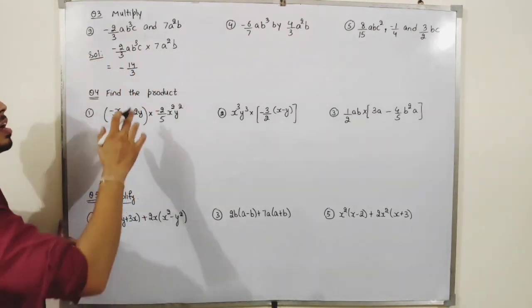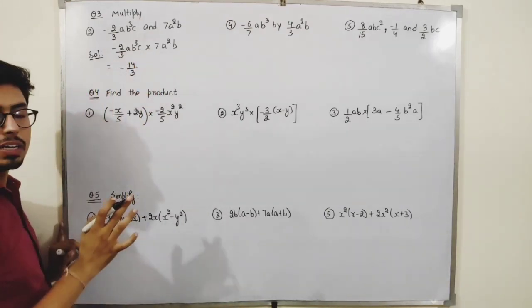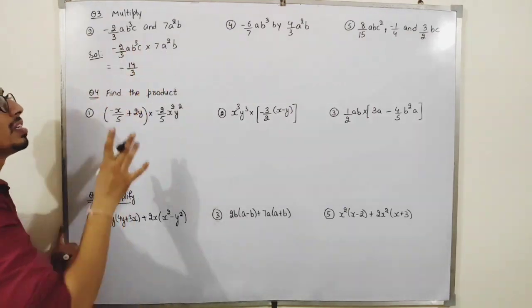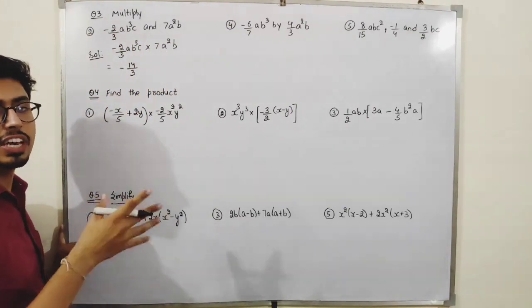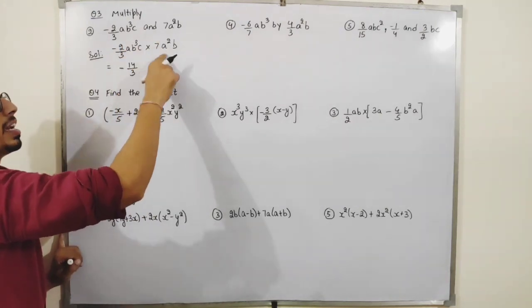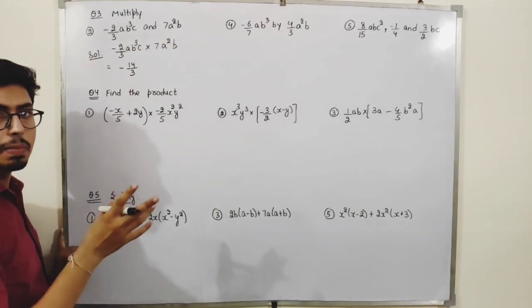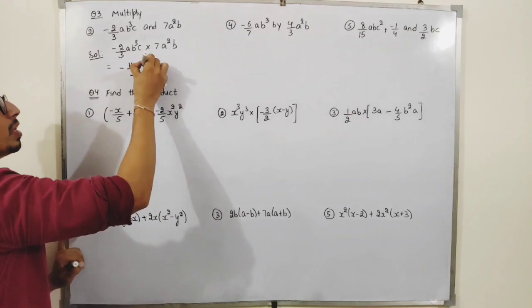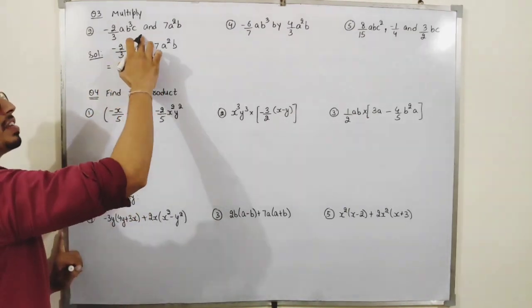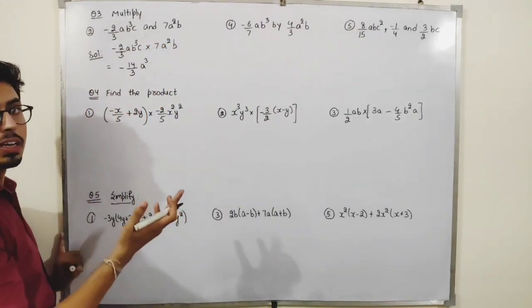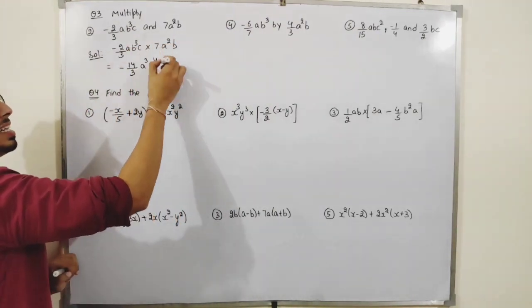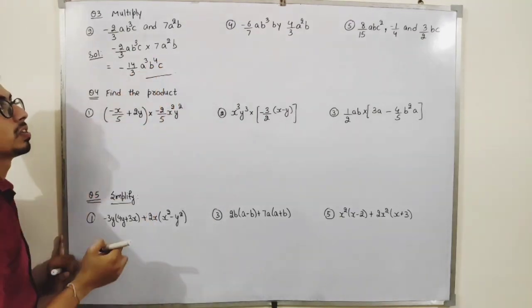Now numbers are multiplied. Now variable multiplied by variable. See, a is here and a square is here. So bases are same and they are in multiplication, so just add the powers. a raised to the power 1, a raised to the power 2, so it will be a raised to the power 3. b raised to the power 3, b raised to the power 1. Add the powers: b raised to the power 4. And c is alone. So this will be the answer.